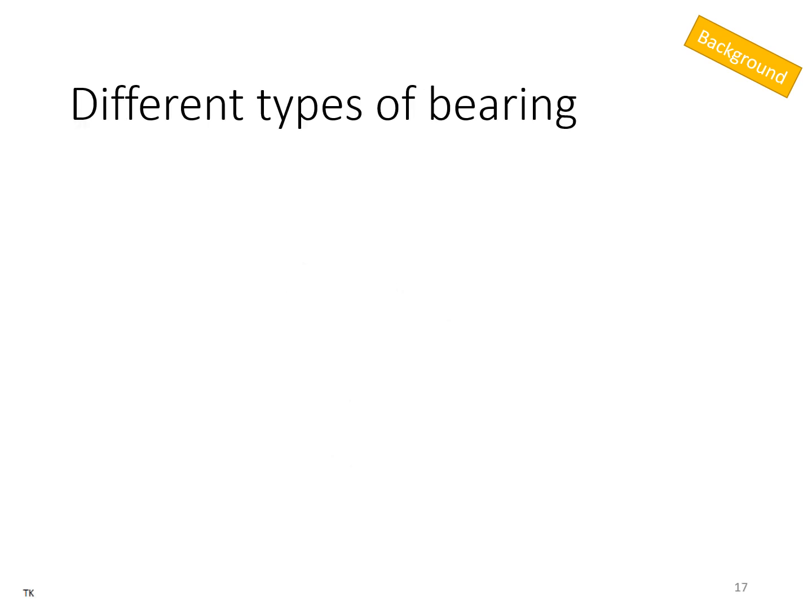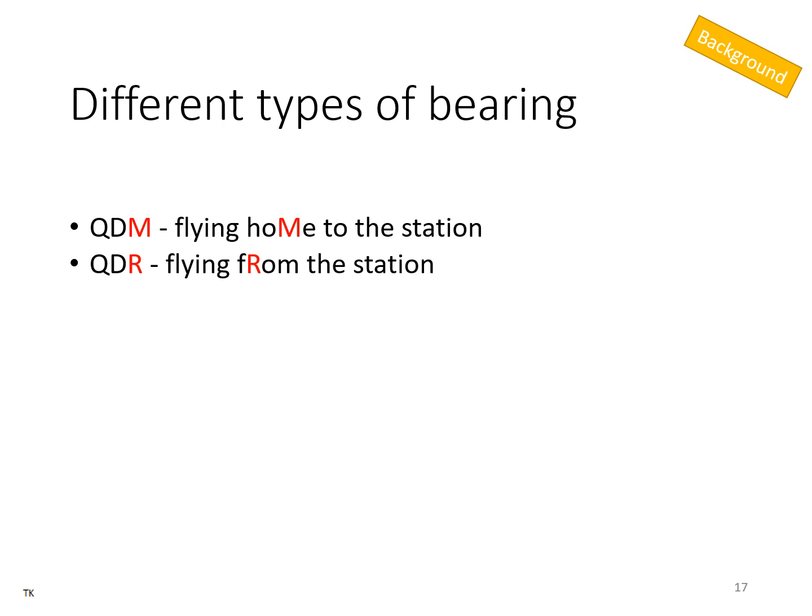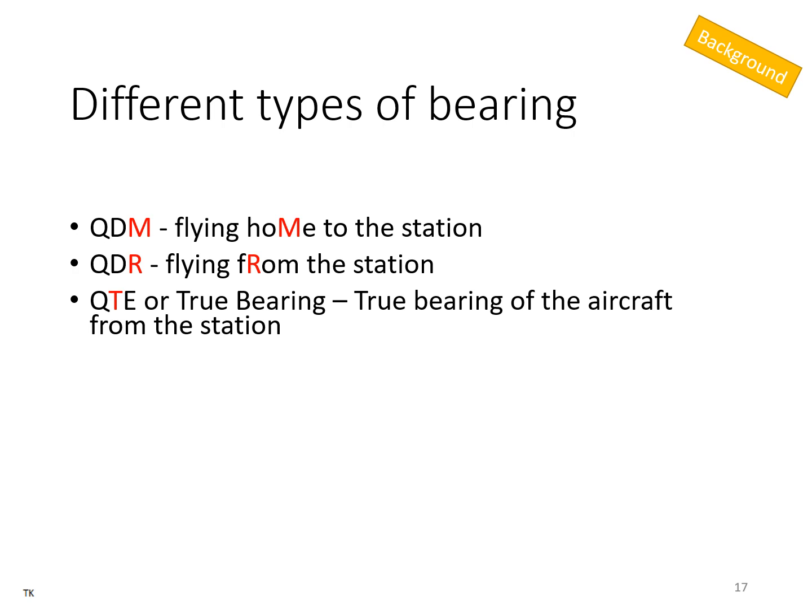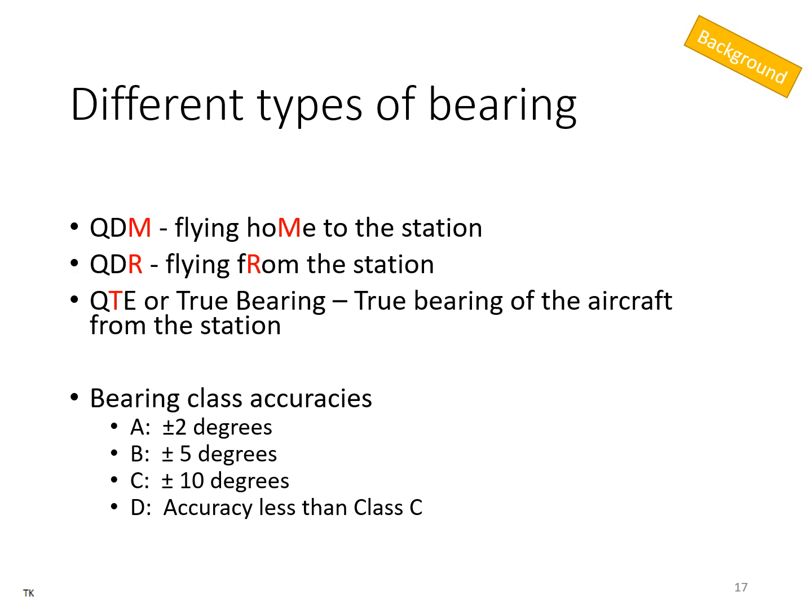There are 3 different bearings that you can ask for. A QDM, which is a bearing that will get you to the station. A QDR, which is a magnetic bearing that will get you from the station. And a QTE, which is a true bearing from the station. There are 4 different class accuracies. Bravo is plus or minus 5 degrees, for example.